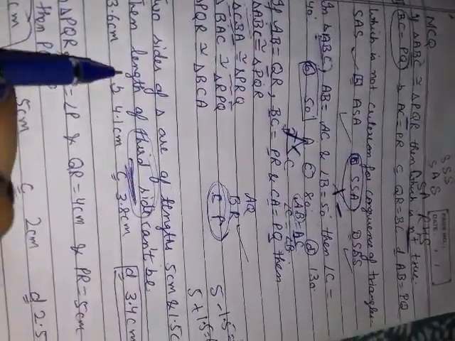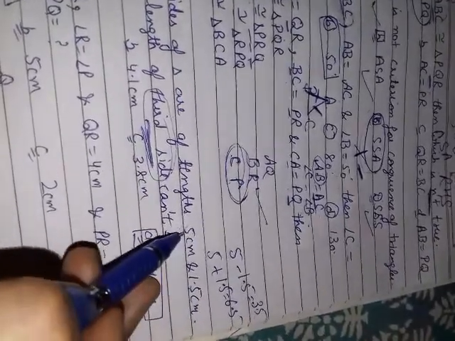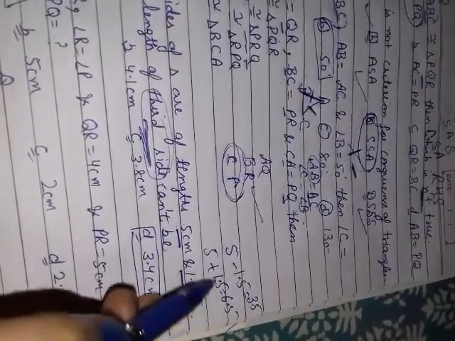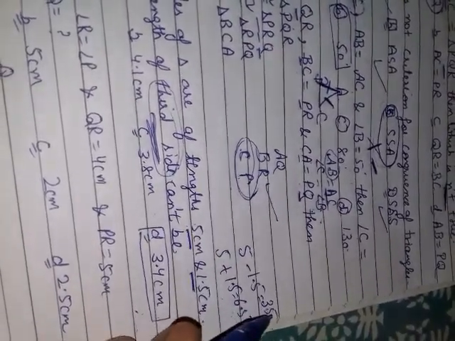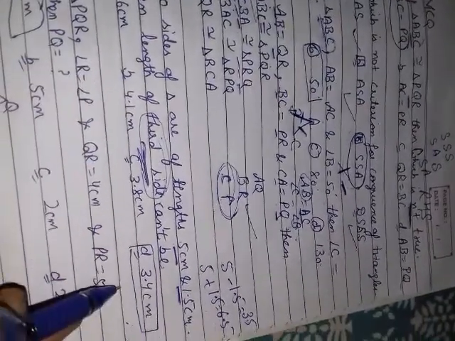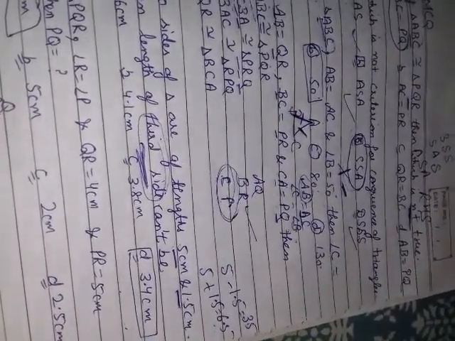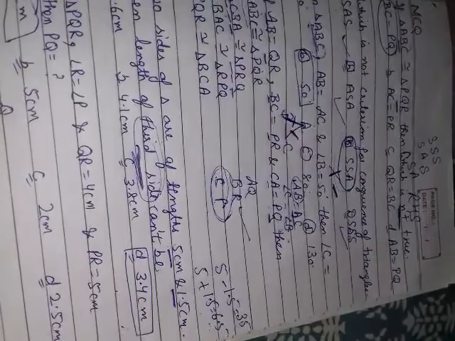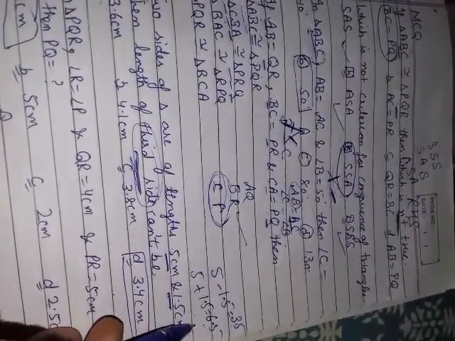Clear? Means two sides are given to you, and you have to tell which third side can be or cannot be. You will first subtract and add them. You will get two results. You will see which value is lying between them. Which is lying between them, these can be the third side. If none is lying, then it cannot be.